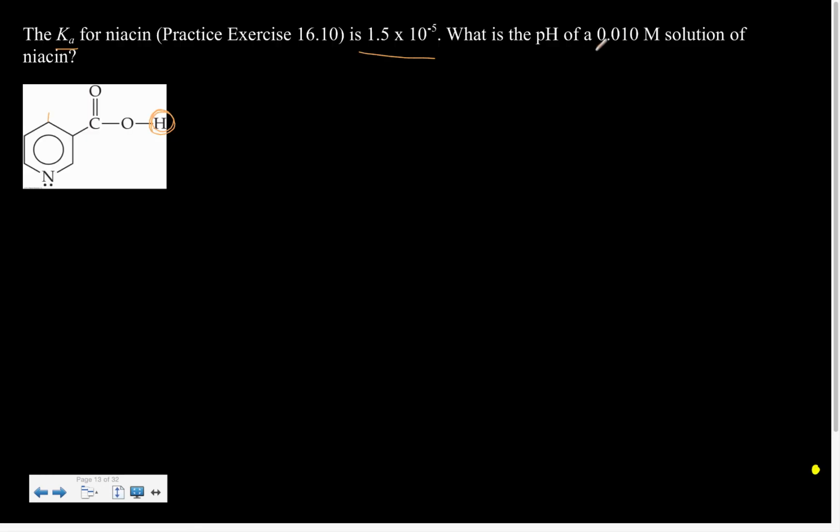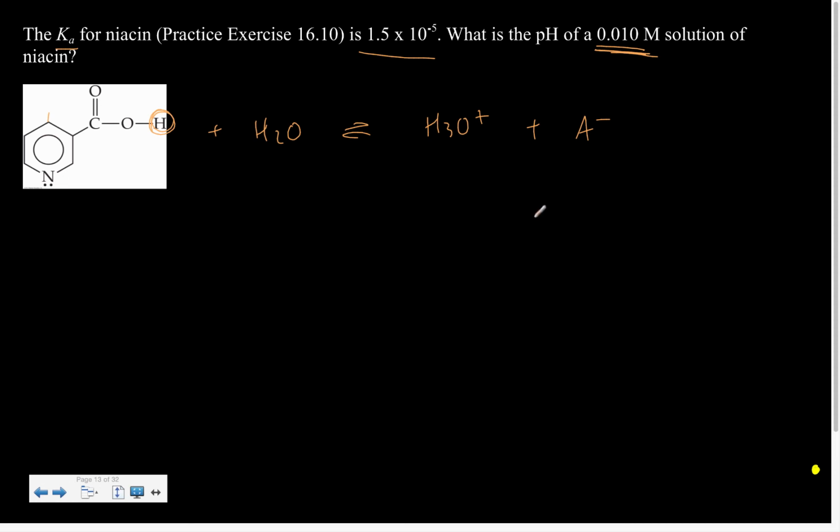What is the pH of a 0.1 molar solution of niacin? So what's a good place to start? Our reaction. So we're going to take this plus water, equilibrium arrows because it's a weak acid, because niacin is not on our list of strong acids. Which means that we're going to form some of this, and we're also going to form some of its conjugate base, okay?